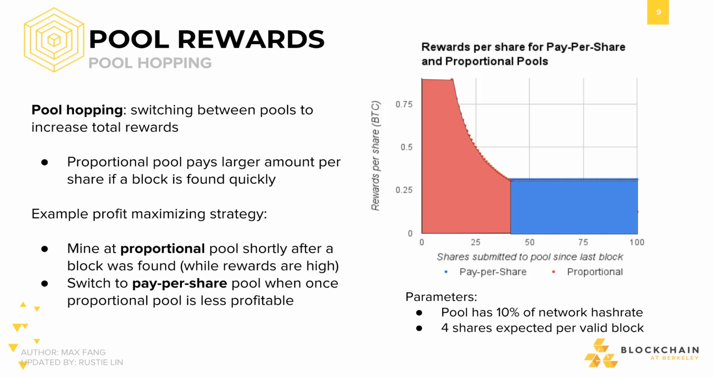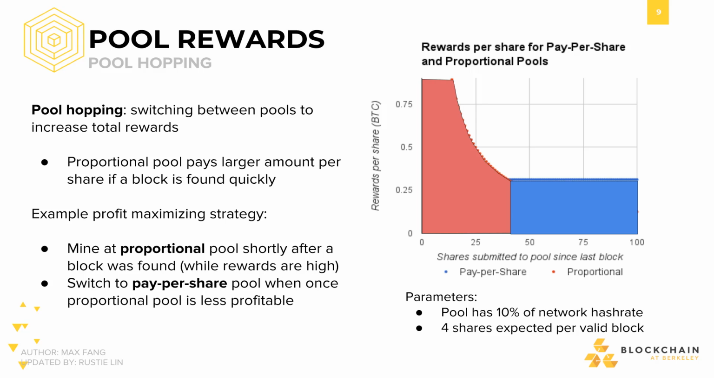Let's say a miner starts off mining under the proportional payout scheme, and this means that each share is very valuable at the beginning. If we start mining here and find a block quickly, then we make a large amount of profit per share. However, if we don't find a block for quite a while in this pool, our shares start to become less profitable.